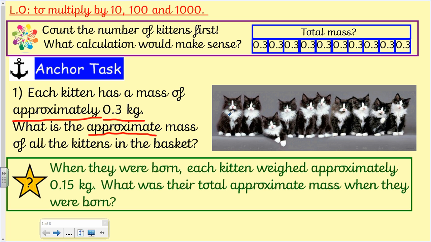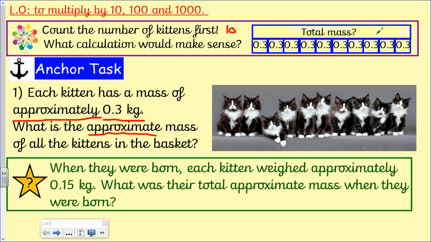Now at this point, stop the video and have a go. I'm going to talk you through the supporting hands up here if you're a little bit stuck. It says count the number of kittens first. So we have got 1, 2, 3, 4, 5, 6, 7, 8, 9, 10 ridiculously cute kittens. So there are 10 of them. Okay, so what calculation would make sense?